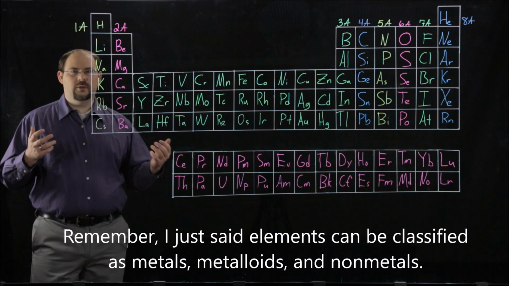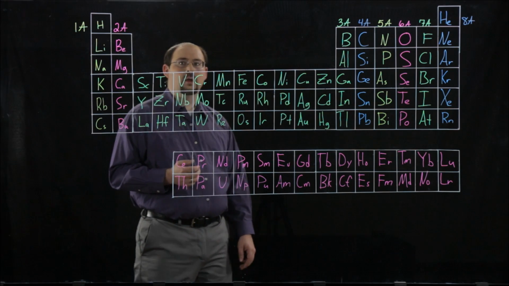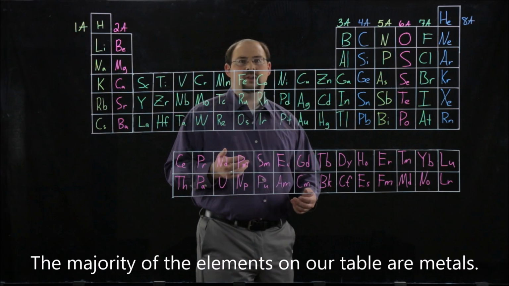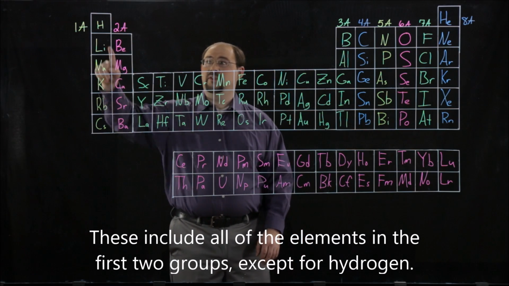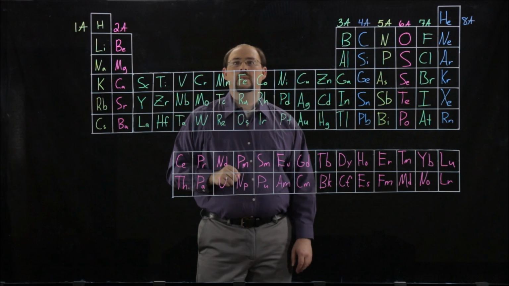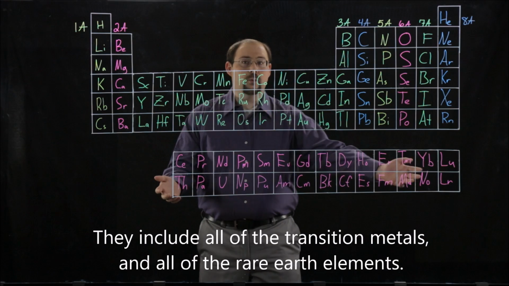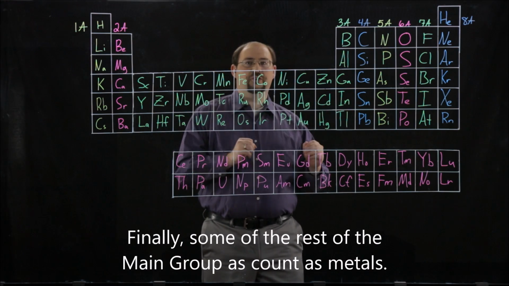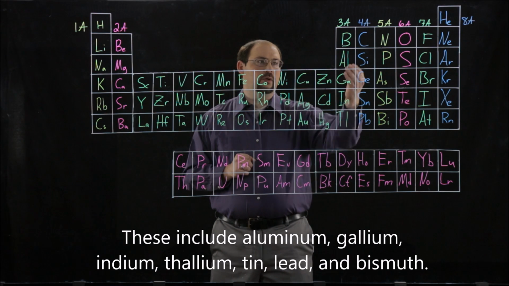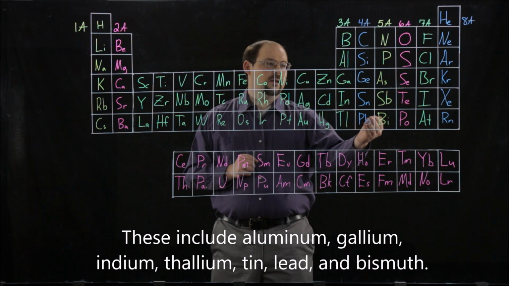Remember, I just said elements are classified as metals, metalloids, and nonmetals. The majority of the elements on our table are metals. These include all of the elements in the first two groups except for hydrogen. They include all of the transition metals and all of my rare earth elements. Finally, some of the rest of my main group also count as metals. These include aluminum, gallium, indium, thallium, tin, lead, and bismuth.